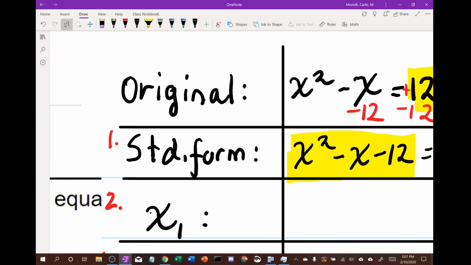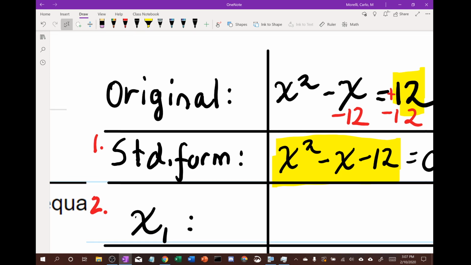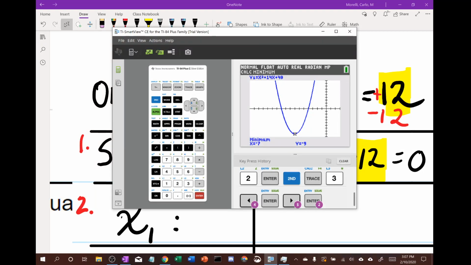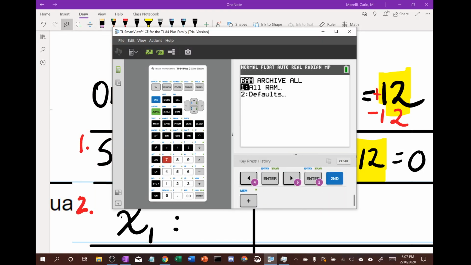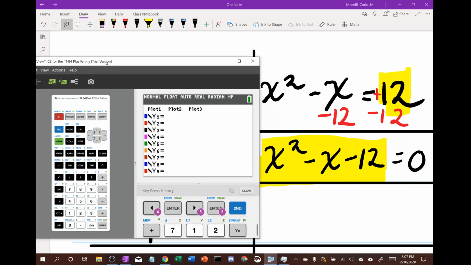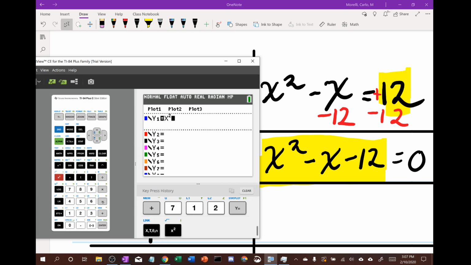We're going to find the left x-intercept. So go to your calculator. Make sure you clear the memory: second, plus, 7, 1, 2. Then go to y equals, and we're going to type in only the part that's the equation, the quadratic part, not the equals 0, just the standard form: x squared minus x minus 12.